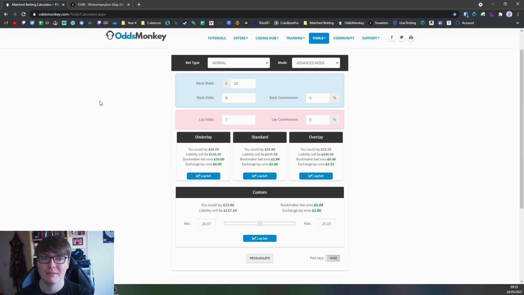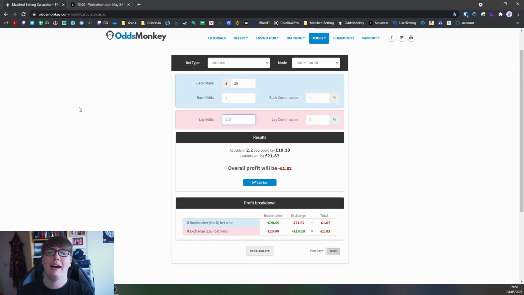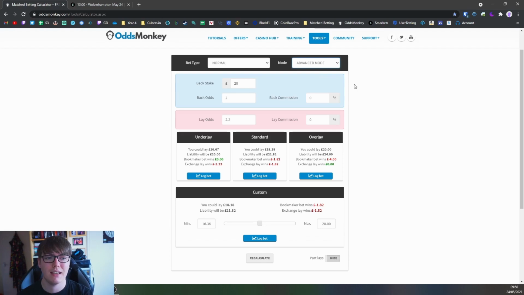By overlaying. So if we have odds of 2 and 2.2, we'll see that we have a £1.82 qualifying loss. So you wouldn't really want to get on this on the off chance that it will actually win and get you your £20 free bet. Maybe you want to actually lock in the profit and say, actually, no, I want to make sure that I'm going to get this profit. So switch this to advanced.